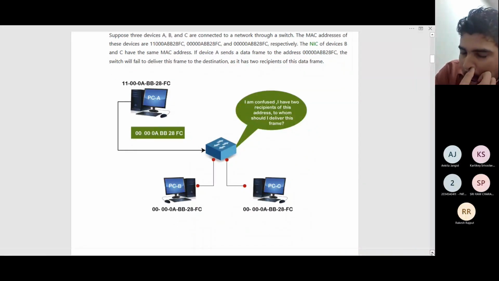Any issue, any doubts on this MAC address? No, sir.